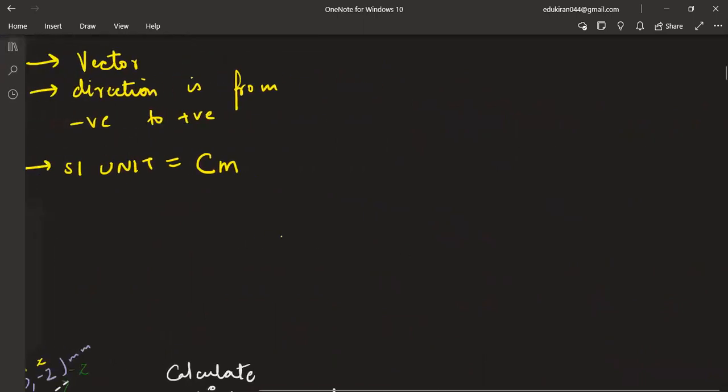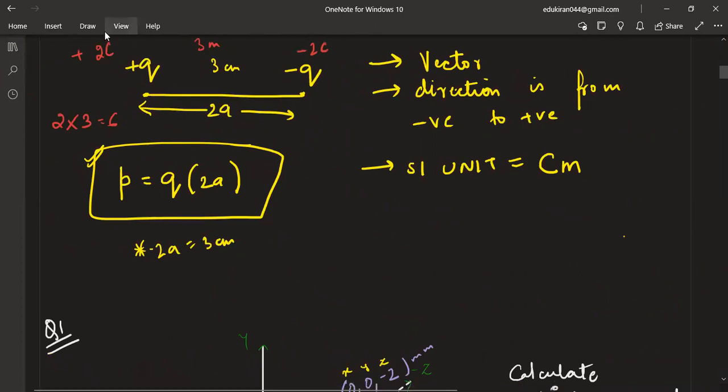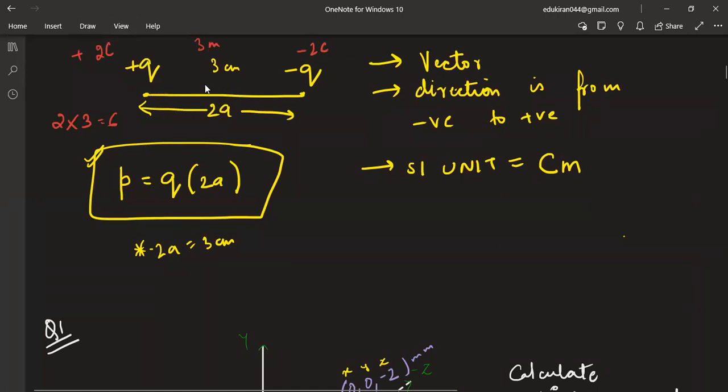Dipole moment, you should remember. Firstly, remember the meaning of dipole moment. A dipole is basically two charges that have the same magnitude, but their signs are opposite. If one is plus, the other will be minus. So plus 2 coulomb, the other will be minus 2 coulomb. Plus 3 microcoulomb, minus 3 microcoulomb. Magnitude should be the same at any cost. And the separation between the charges, let's take it as 2a. So the formula of dipole moment becomes P is equal to Q into 2a. You should remember its direction.